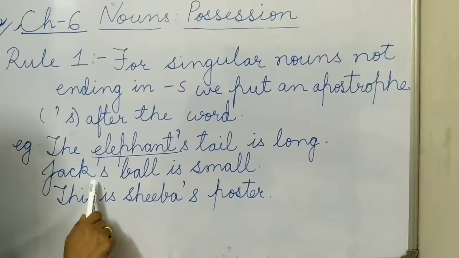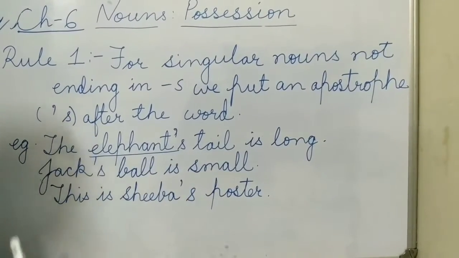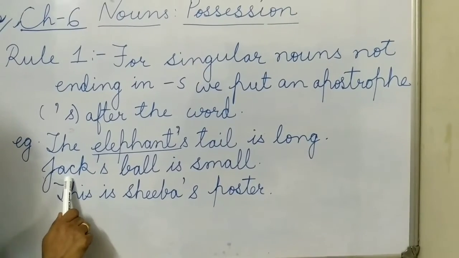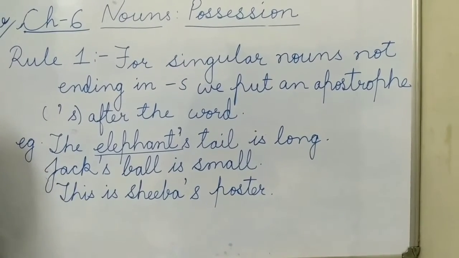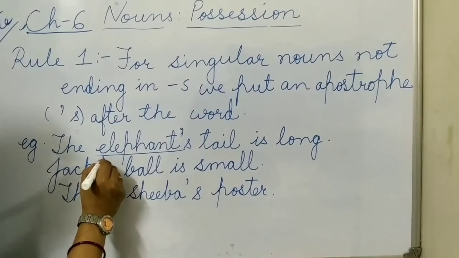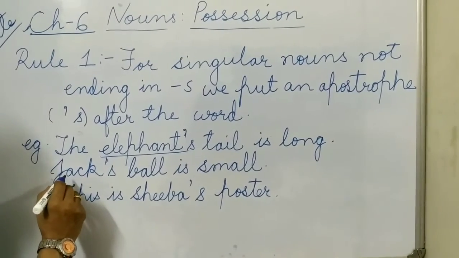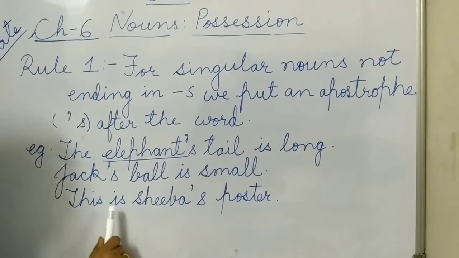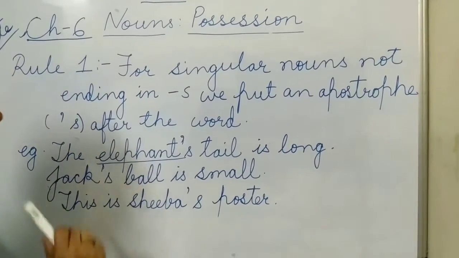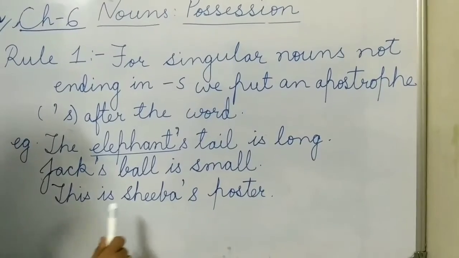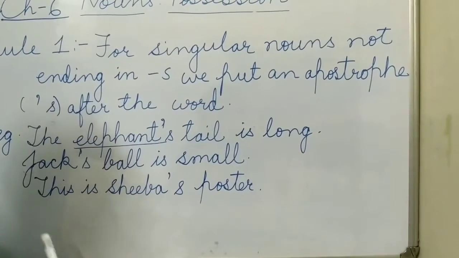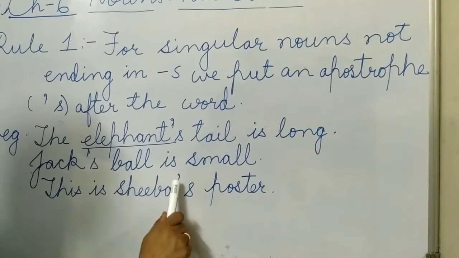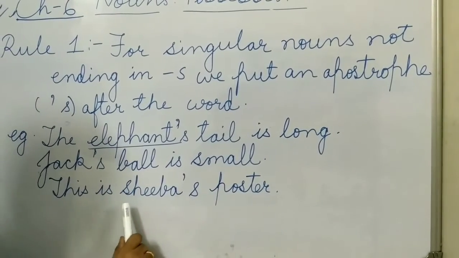Next example. Jack's ball is small. Whose ball is small? Jack's ball. Here Jack is a singular person. So we use apostrophe S after the name Jack. Now see the third example. This is Shiba's poster. Whose poster is this? This is Shiba's poster. Shiba is a singular noun. So we add apostrophe S after Shiba.